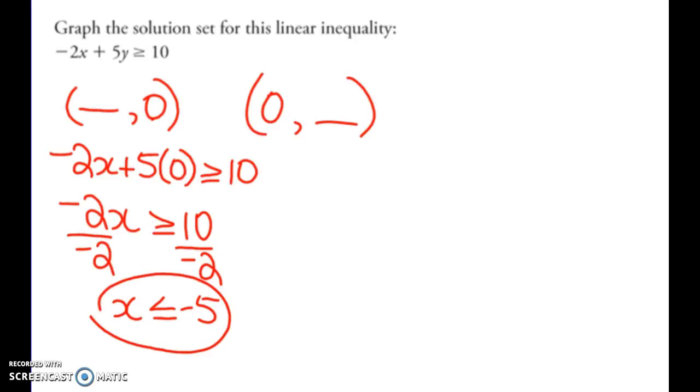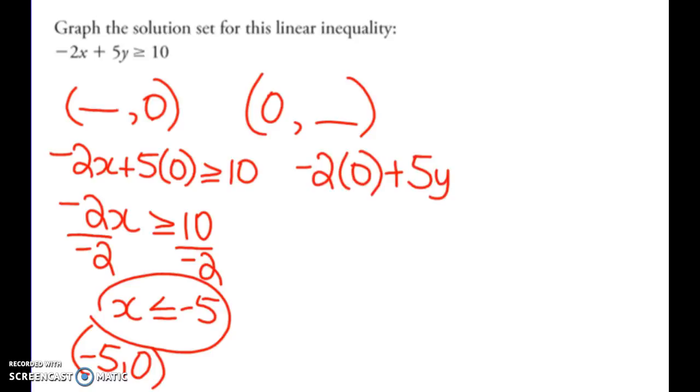So our point for this one: our x is going to be minus 5 when our y is 0. Okay, and now we need to find our y-intercept. That is when we let our x equal 0. So I'll write the equation, but when I see an x, I replace it with a 0. So 5y is greater than or equal to 10.